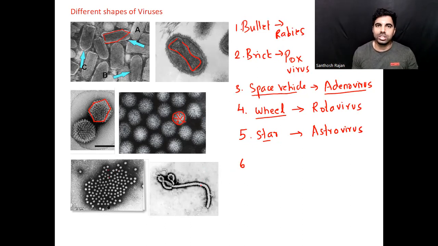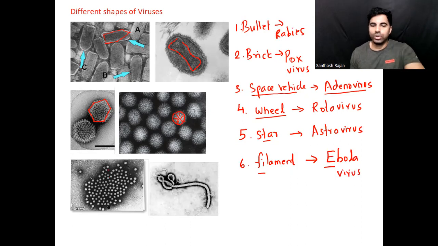Look at this picture. It looks filamentous, like some worm or a snake. It's filamentous. So filament means A, B, C, D, E and F. After E comes F. So Ebola virus, E and F, very easy. I'm making everything easy for you. You won't forget, okay? Ebola virus. That's it. Now we're going to the next question.